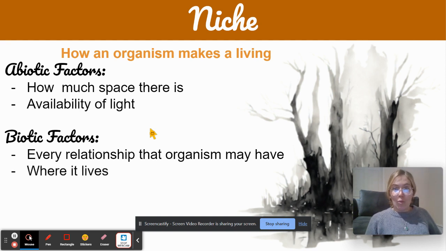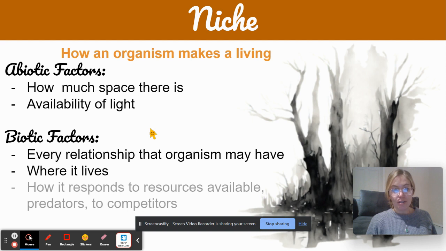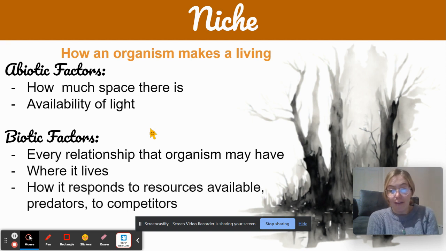Where it lives, so where specifically, and habitat is a great way to explain this, but also where within a habitat. So a particular beetle could potentially live on the surface of the bark, and then another beetle could actually live within the tree if it bores into a tree. That is specifically where it lives. And then how it responds to resources available, predators and to competitors. And again, when we talk about species interactions, this will make a little more sense, but those are all how an organism responds to the living components within its habitat.